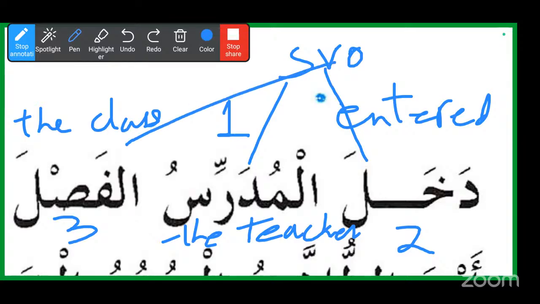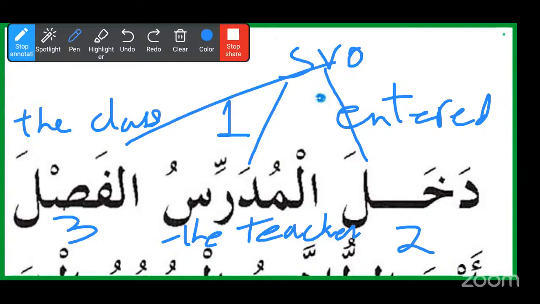Now, how do we know? Yes, take a screenshot if you want to. This is very important about jumlatul fa'liya. So what's the point? The point is, whenever you start translating a jumlatul fa'liya, always start with the subject, not with the verb.